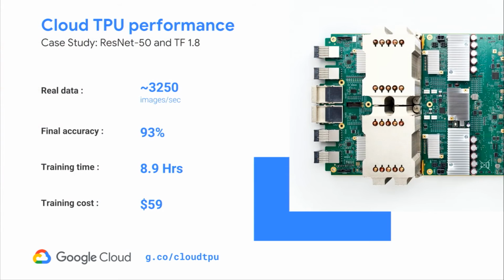There's also a model called ResNet 50 that's often used as a benchmark to compare different systems one to the other. And so I should just mention here that our ResNet 50 implementation, which is also open source, is able to deliver 3250 images a second with real data, which is really exciting, and trained to the similar final accuracy of 93%, top 5, which is not easy to achieve with a ResNet 50 model. That happens in 8.9 hours for $60.